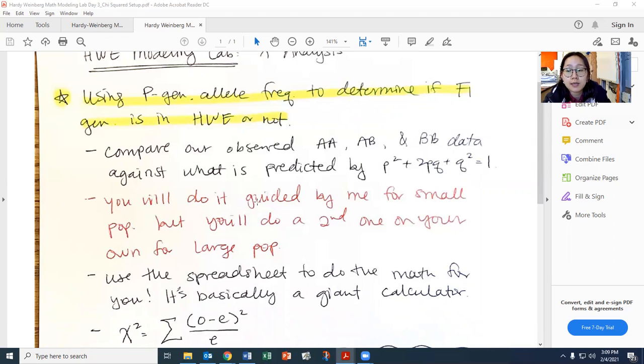So you will do it guided in this video for the small population with me, but you are going to do your own chi-squared analysis showing all work and all setup and all calculations in your large population set of data. You're still using the same P and Q values from the parental generation in the allele frequencies, but your F1 generation genotypic ratios and numbers should be different from anybody else's, because we're all using randomization functions. So no two people should really have the same numbers unless just by chance.